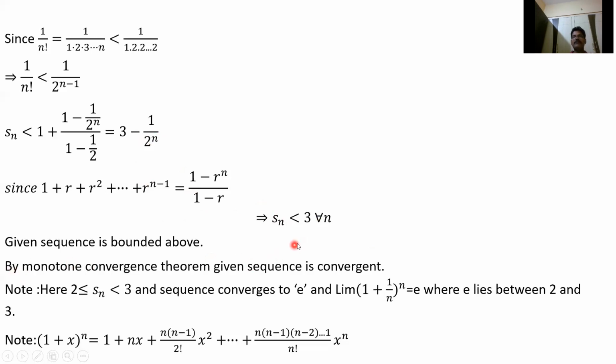Therefore, it is bounded above by 3. Already it is increasing, and it is bounded. Therefore, by the monotone convergence theorem, it converges. And it converges to e, because it lies between 2 and 3. The sequence converges to e, it's a well-known limit. The limit of (1 plus 1 by n) to the power n is e, where e lies between 2 and 3, it is something like 2.7. Okay, this is today's class.